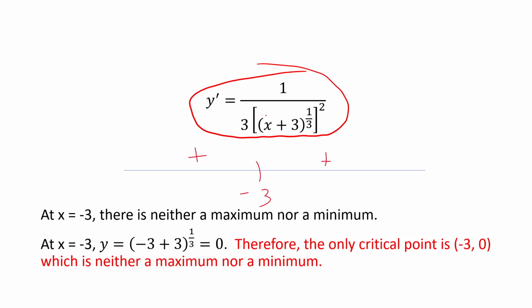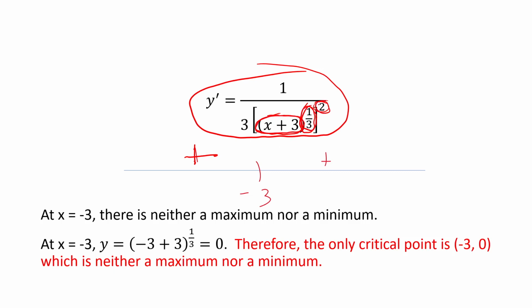If I let x be -4, then x plus 3 is a negative quantity. The third root of that will also be negative, but squaring that will make it positive. So I'll have 1 over 3 times a positive quantity, and that'll be positive. Now, similarly, I can let x be a number to the right of -3, any number I want, say, for instance, 100. If I let x be 100, then 103 raised to the exponent 1/3 is a positive number.